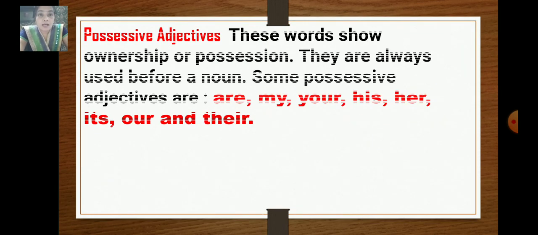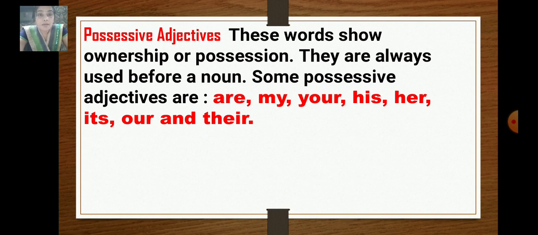And our next one is possessive adjectives. These words show ownership or possession. They are always used before a noun. Some possessive adjectives are my, your, his, her, its, our, and their.